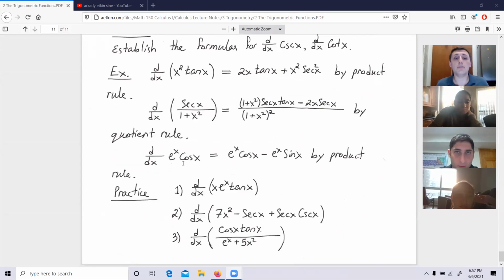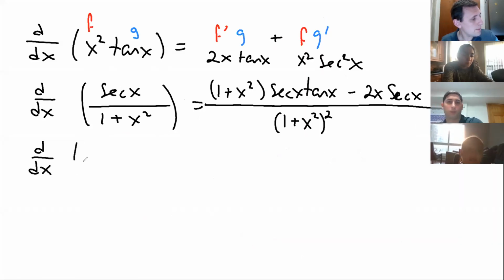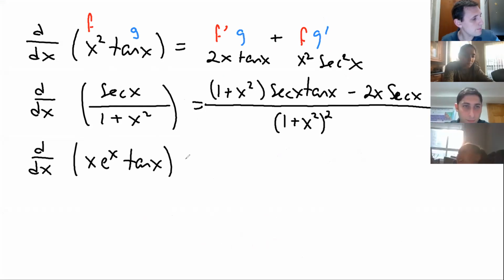Now, of course, this one is a bit simple, guys. So the derivative of e to the x cosine x, you all see it's e to the x cosine x minus e to the x sine x. Yes, just apply product rule. Now, please take the derivative of x, e to the x tangent x. What's that? 2 minutes.